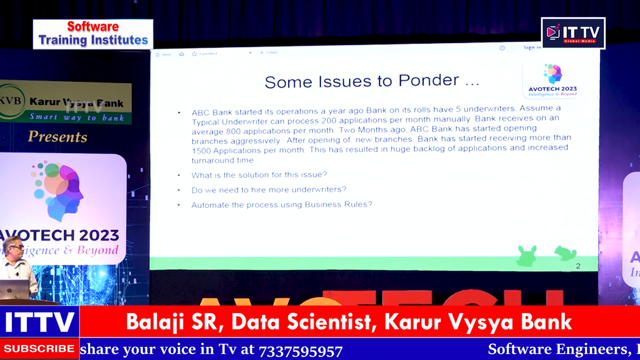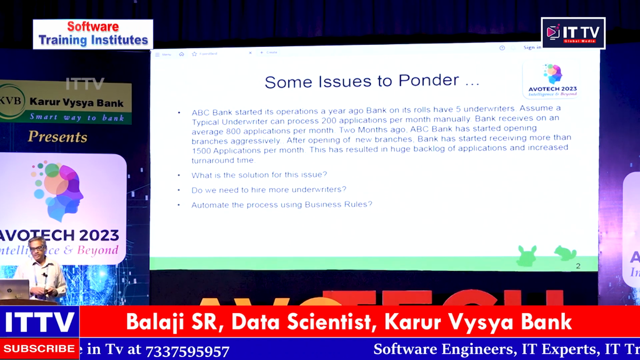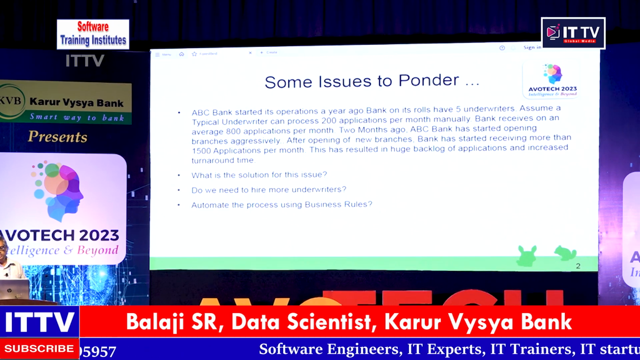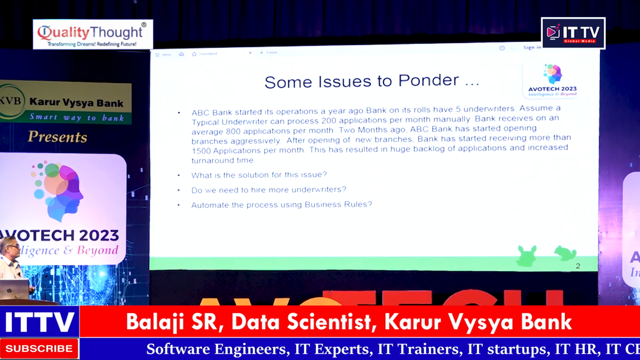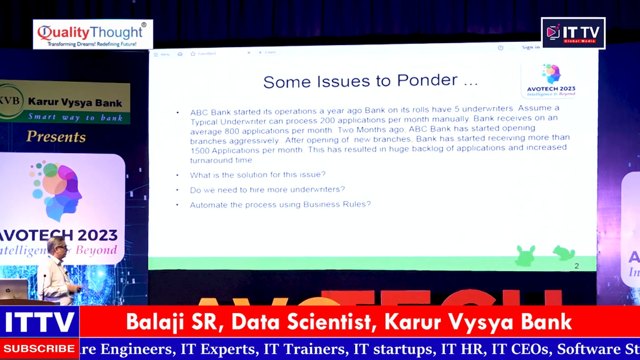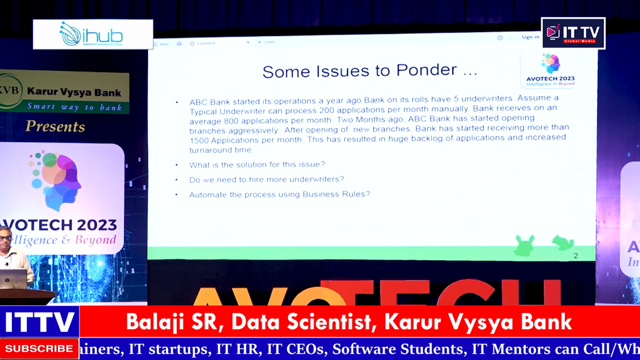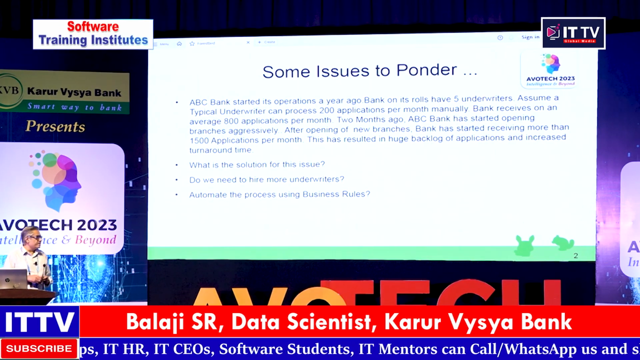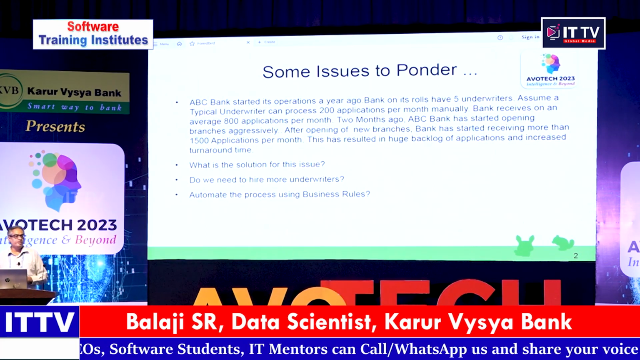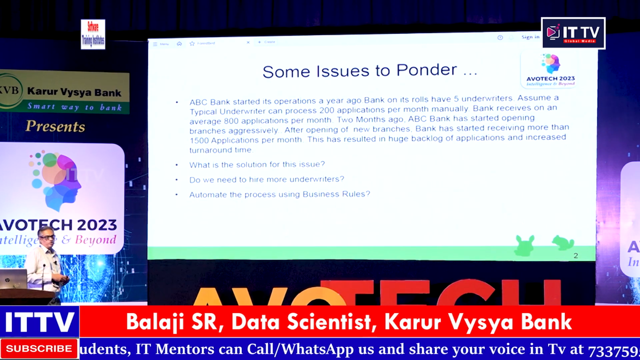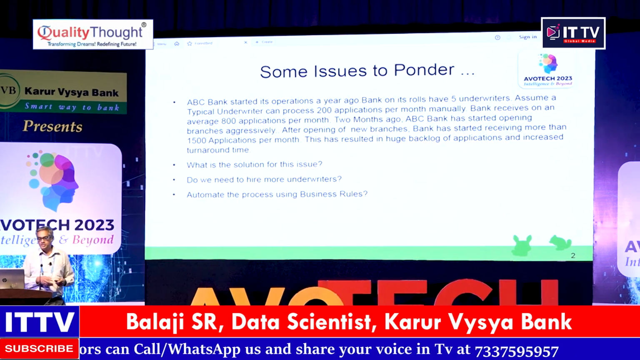So what happened, 2 months ago, this bank opened a lot of branches. So they started receiving around 1,500 applications. Due to this, there's a huge backlog and obviously increased turnaround time. So what will happen if you have increased turnaround time? Business will move to some other bank. You will be losing business.